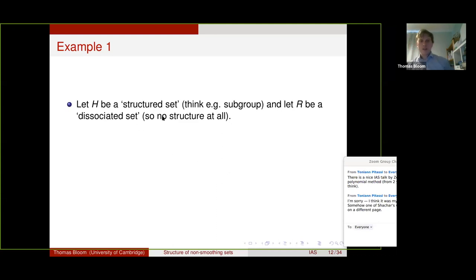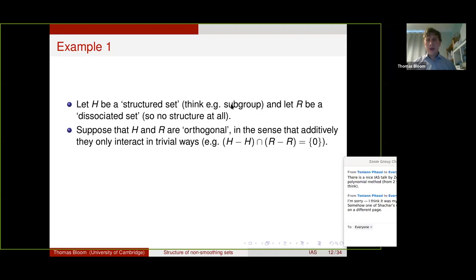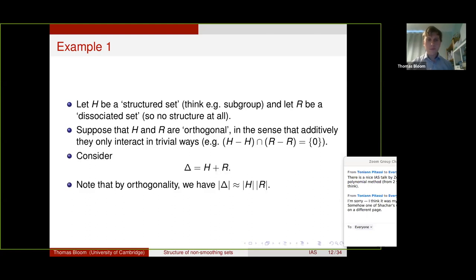Let H be a structured set, so think of this as, for example, being a subgroup, and let R be a random set, a set which is completely dissociated, linearly independent, has no structure at all. And suppose also that H and R are orthogonal, so they're existing in entirely different parts of my universe, and when I add them, they only interact in trivial ways. So for example, the different sets only intersect at zero. I'm going to consider my first type of example, which is H plus R.